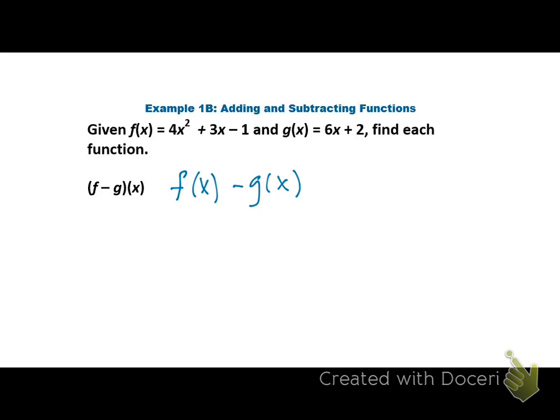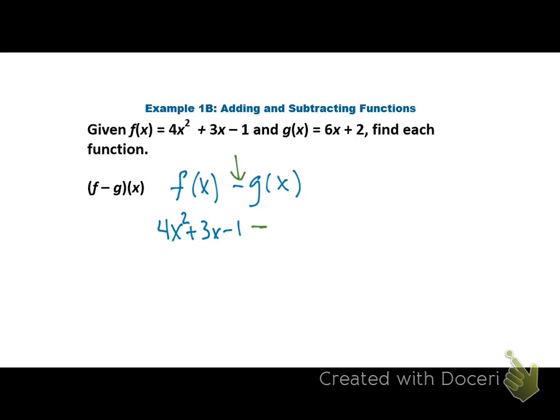So we're going to do like what we did before. We're going to replace with the actual functions. So our f of x, again, is the 4x squared plus the 3x minus 1. And now we're going to look at the negative sign. This is where we change it up just a little bit. We're going to bring that negative down. Then we're going to bring in that g of x.